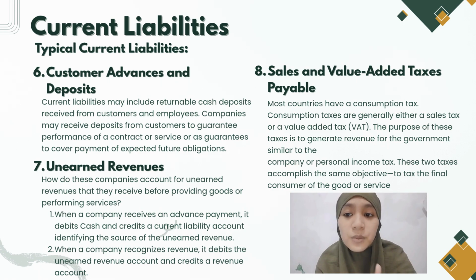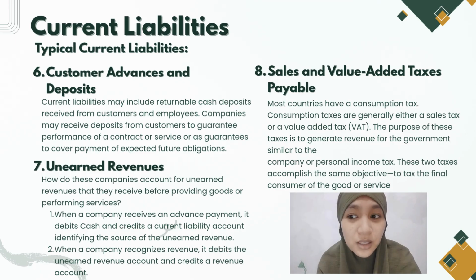Next one is customer advances and deposits. Current liabilities may include returnable cash deposits received from customers and employees. Companies might receive deposits from customers to guarantee performance of a contract or service, or as guarantees to cover payments of expected future obligations. And the seventh is unearned revenue.